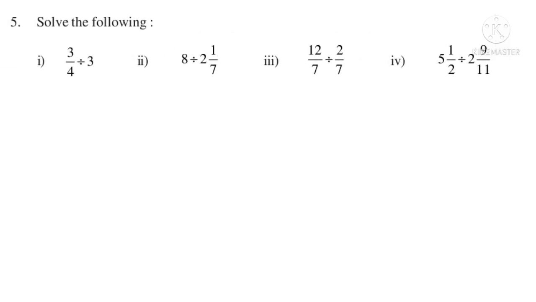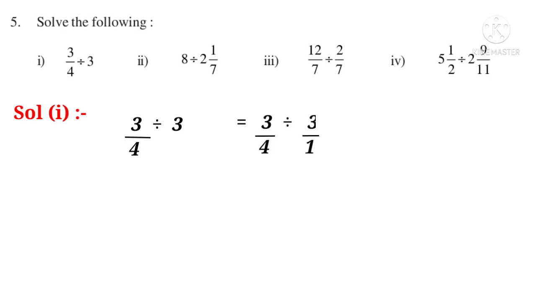Number 5. Solve the following. Solution 1: 3 by 4 divided by 3. 3 can be written as 3 by 1. That is equal to 3 by 4 into 1 by 3, that is the reciprocal of 3 by 1. On simplification by 3, 3 ones are 3, 3 ones are 3. On multiplying, numerator 1 into 1 is 1. Denominator 4 into 1 is 4. That is equal to 1 by 4.